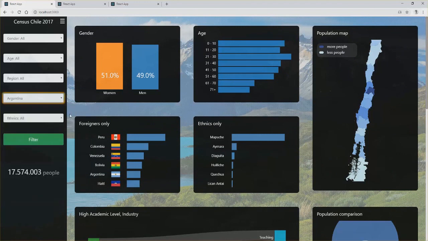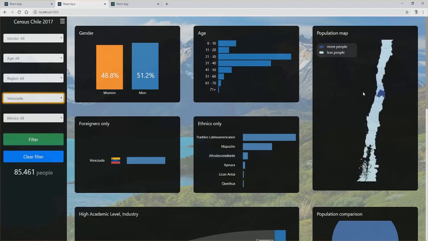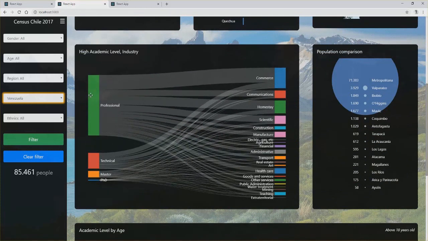For example, a user would like to know how many people from Argentina were living or visiting Chile at that time. I already make that filter here with people from Venezuela. There were 85,000 people from Venezuela living or visiting Chile at that time. From 21 to 40 years old, you can see that most of the people were living in the capital. People with professional degree prefer to work in commerce, followed by homestay and scientific.